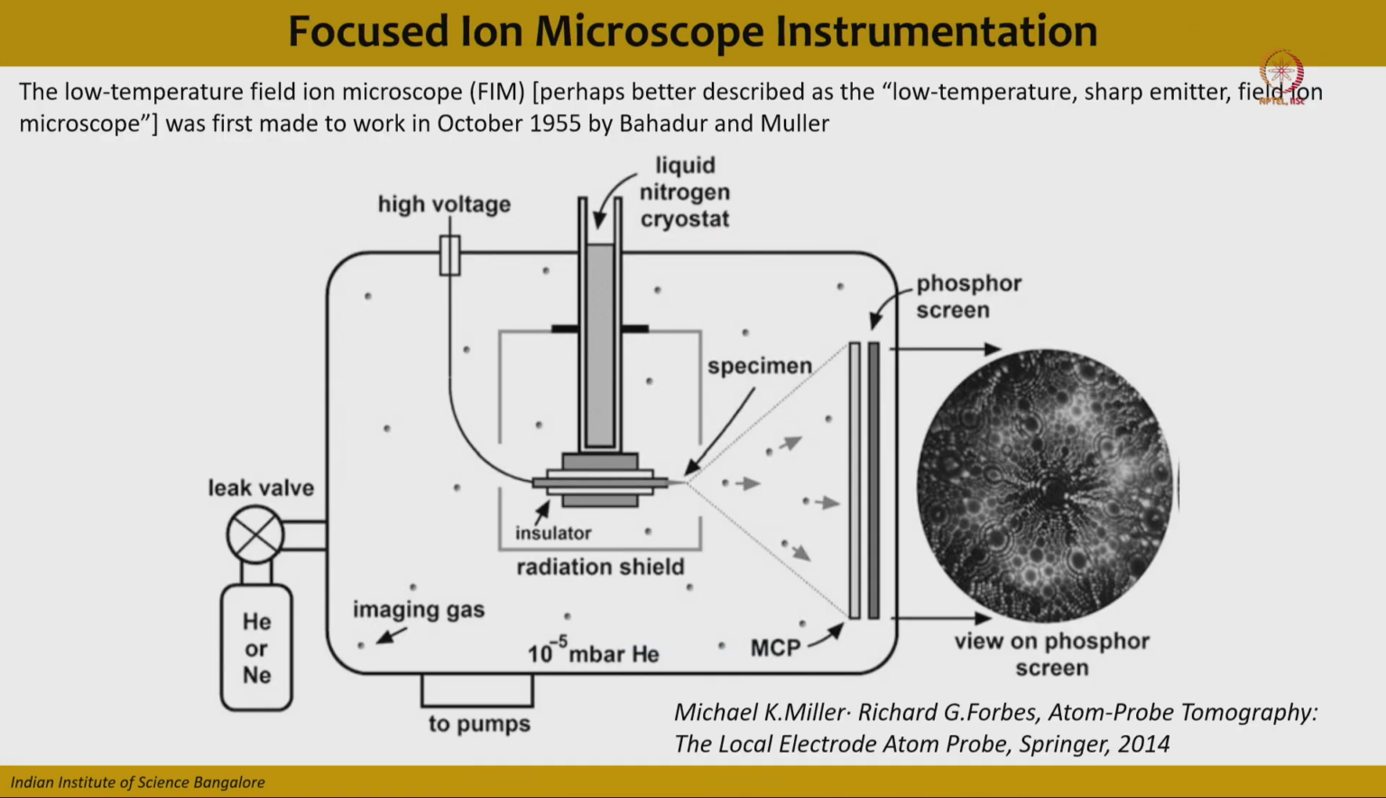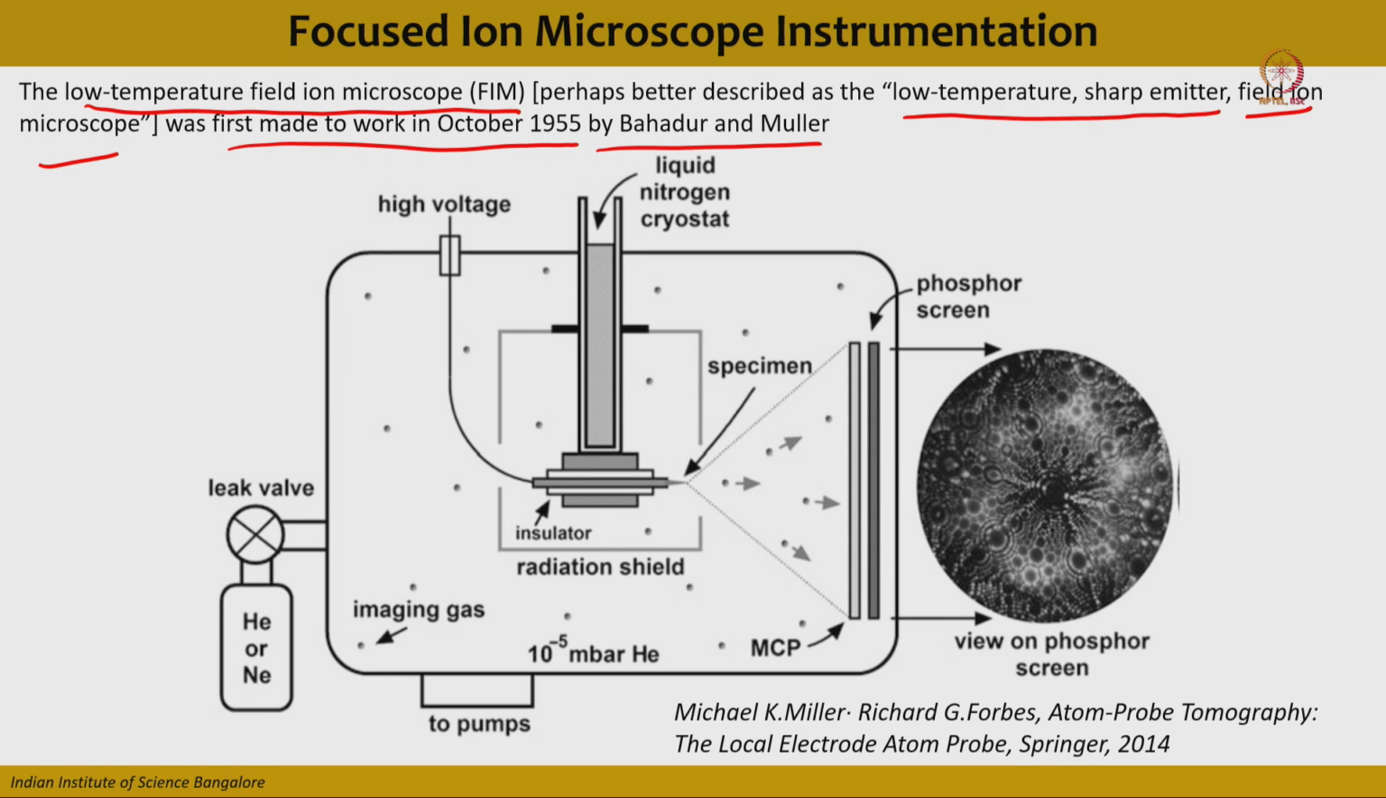So now we will briefly go through the instrumentation, which is very important to understand how a typical FIM is constructed. Usually the low temperature field ion microscope is better described as a low temperature sharp emitter field ion microscope. This was first made to work, as I told you before, in 1955 by Bahadur and Mueller, when Bahadur suggested making a sharp needle and also reducing the temperature to cryogenic temperatures.